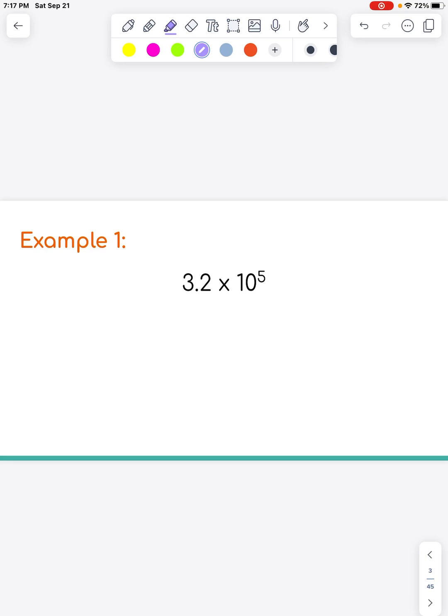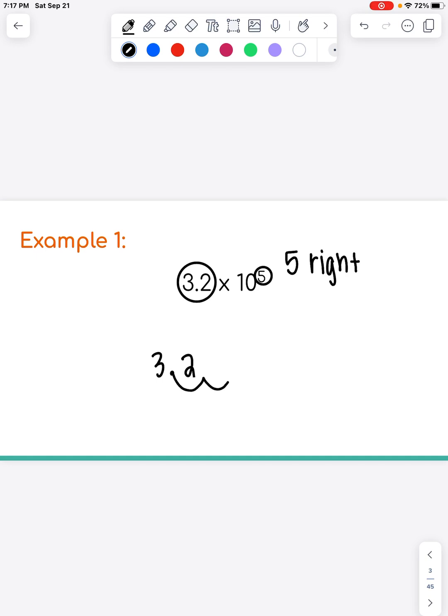I have something like 3.2 times 10 to the 5th. So 3.2 is my factor. That's what I'm going to rewrite. My exponent of 5 is positive, so that means I need to move 5 to the right. I'm going to take my decimal, 1, 2, 3, 4, 5. This is where I'm going to move, and I'm filling all those empty spots with zeros.